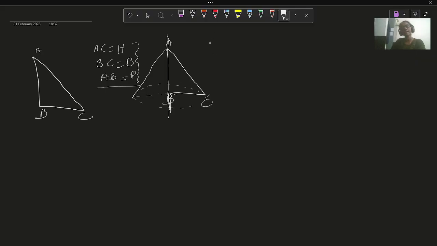And in the cone, what parameters do we have? The slant height L, the height H, and the radius R. You can tell easily what will be the R. This will be your BC. And what will be your H? This will be your AB. What will be your L? This is your AC.